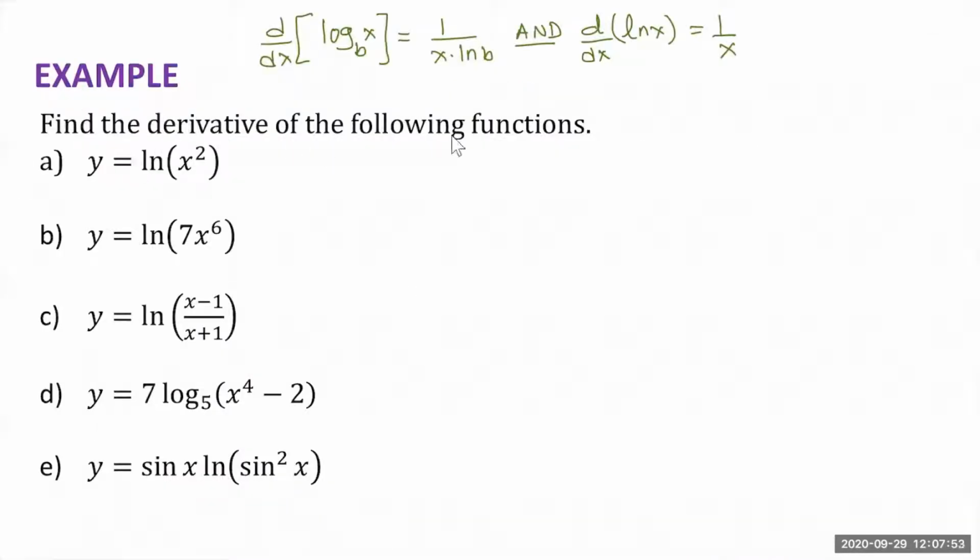Example, find the derivative of the following functions. In part A, we have to find the derivative of y equal to natural log of x squared. Now, if you look at this function, you can clearly see that there's an inside function which is x squared and the outside function is natural log. So when you have an outside function and an inside function, you have to use the chain rule.